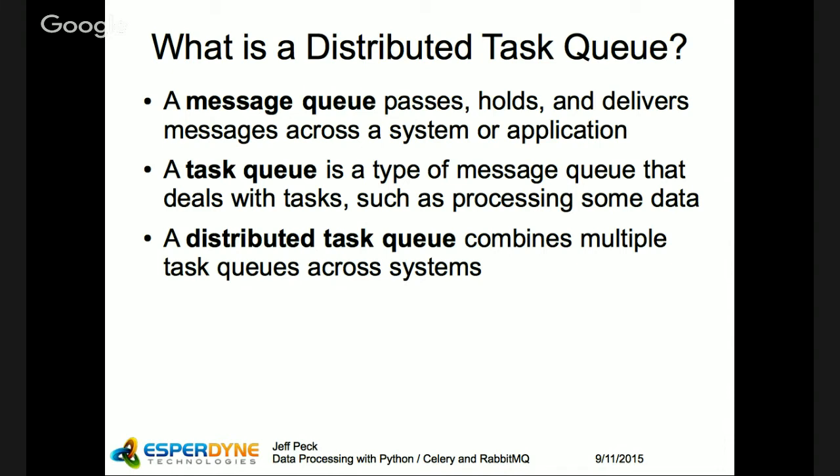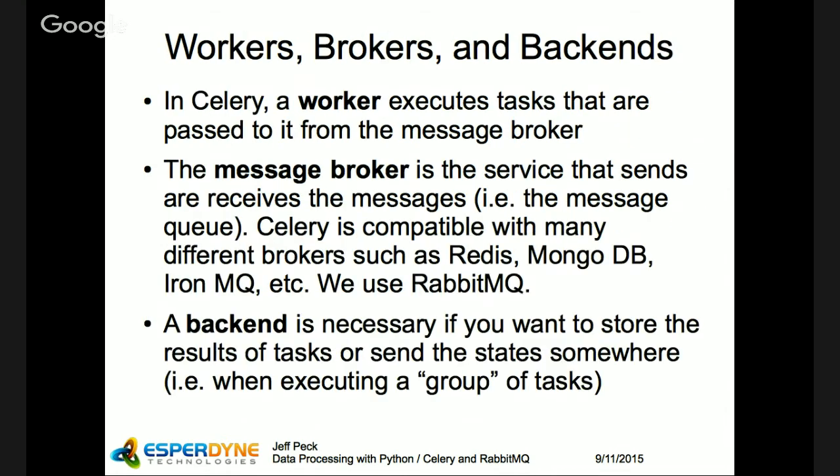Then we get a distributed task queue, which is what Celery defines itself as, which is basically just lots of different task queues that are combined together on multiple systems. They could span multiple systems and be joined together with different workers. So what are these workers I speak of? Well, Celery has workers, brokers, and a backend. A worker is something that executes tasks that are passed to it from the message broker.